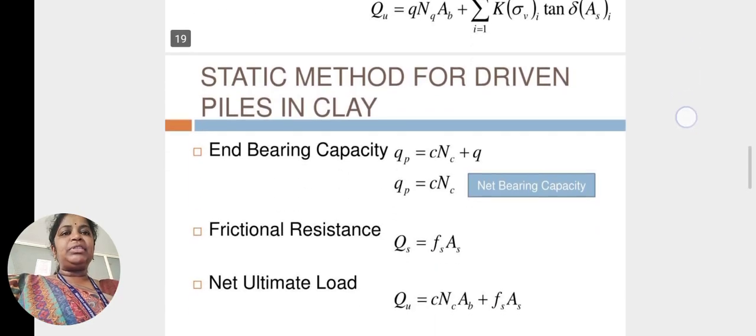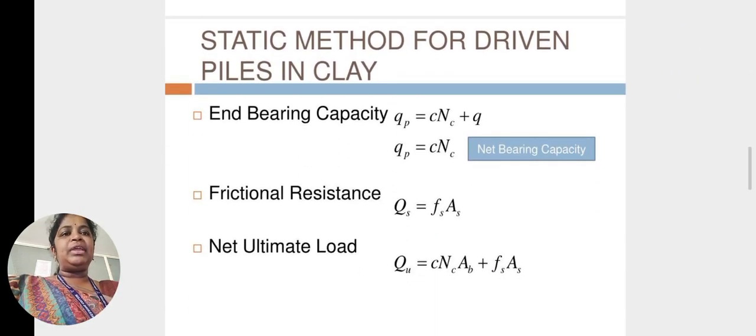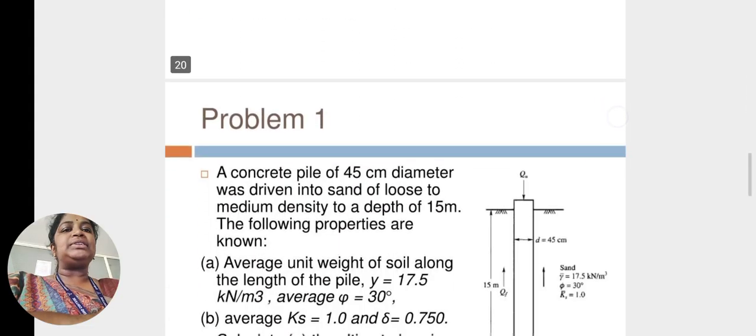Next, static method for driven piles in clay. End bearing capacity can be calculated by using QP is equal to C N_c, and frictional resistance QS is equal to F_S A_S. Net ultimate load QU is equal to C N_c A_B plus F_S A_S. So these are the static formulas for driven piles in clay.